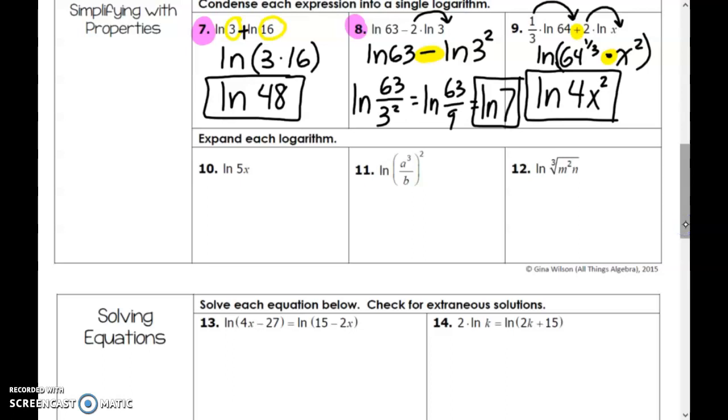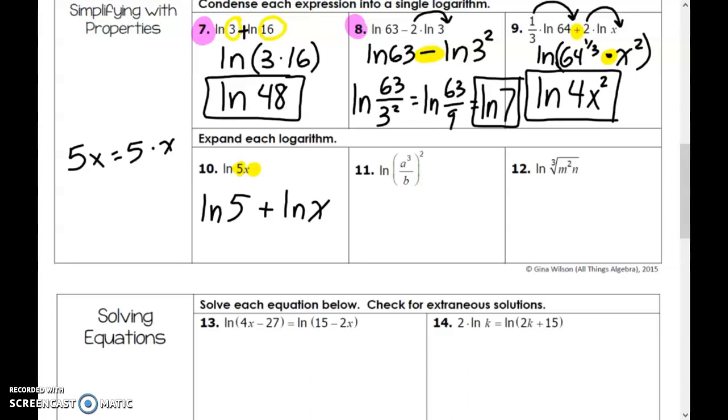Expand each of these. All right, in number 10, we have a 5 and an x. We have two things essentially being multiplied. Remember that 5x is 5 times x, which means when we want to expand this, we're going to have logs that add together. So we'll have the natural log of 5 plus the natural log of x. It's expanded.